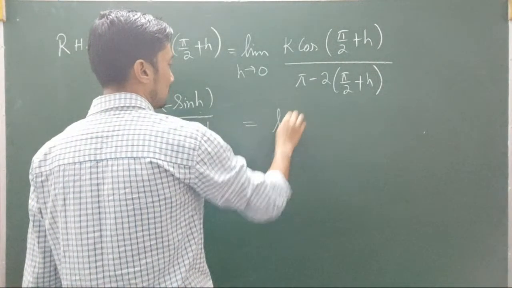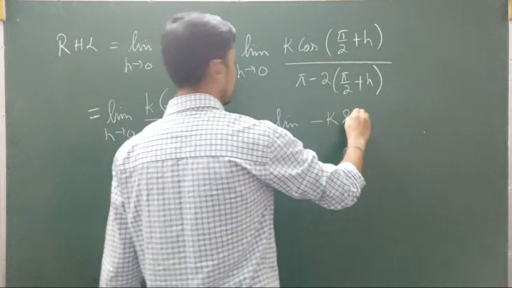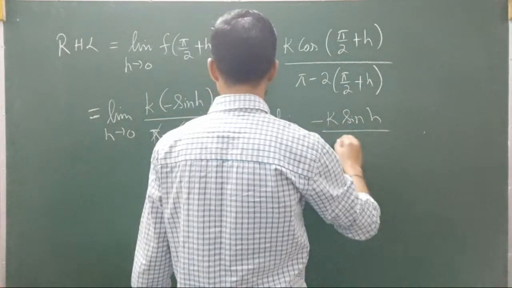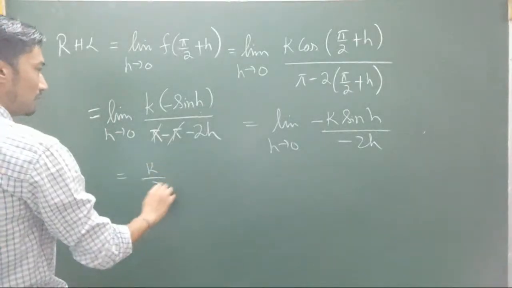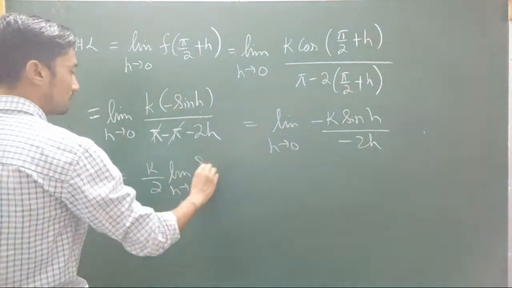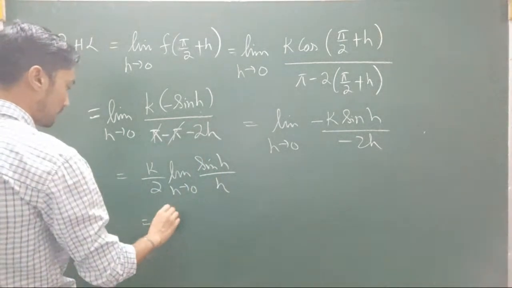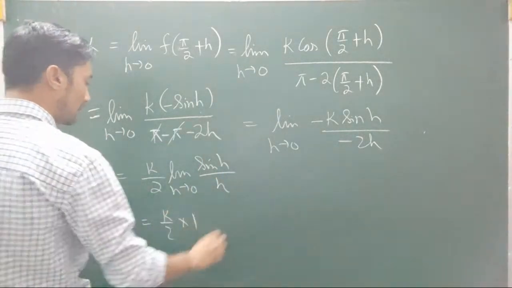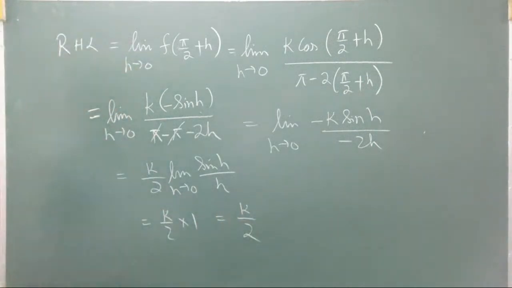So okay, let me just write down once again. Limit as h tends to 0 of minus k sine of h divided by minus 2h. So minus cancels, k by 2 can be taken outside again. So the limiting value as h tends to 0 of sine of h divided by h is 1. So here also we have k by 2 into 1. That's again k by 2.